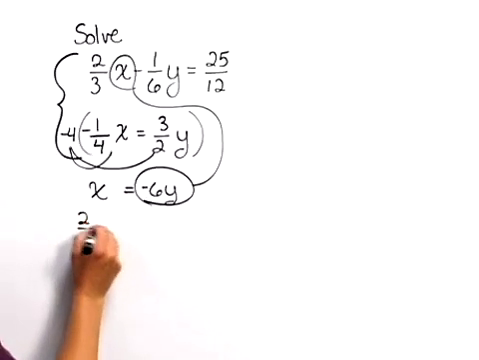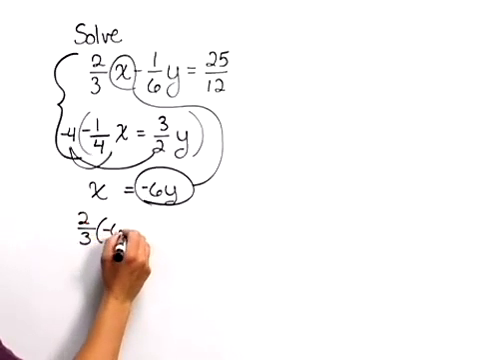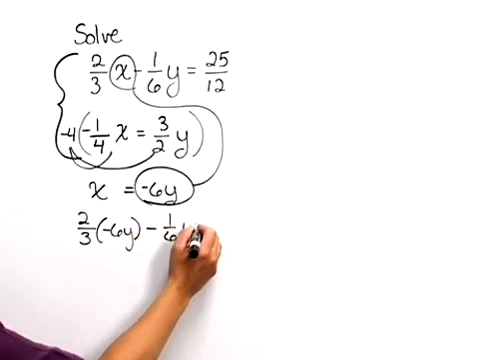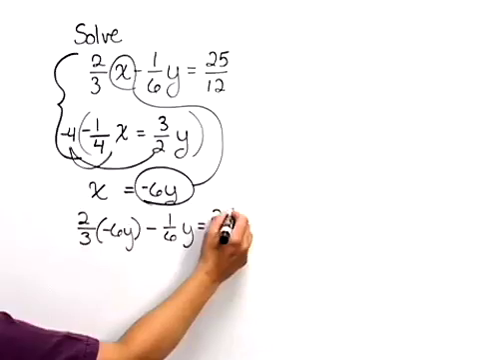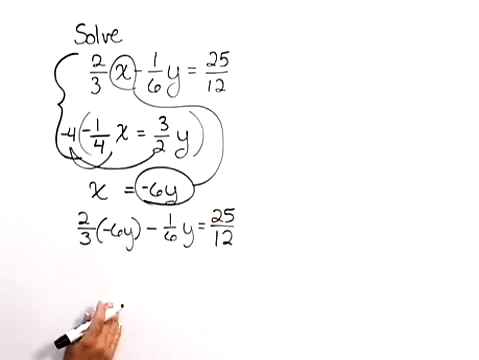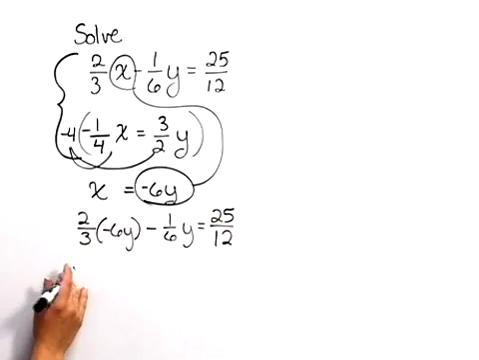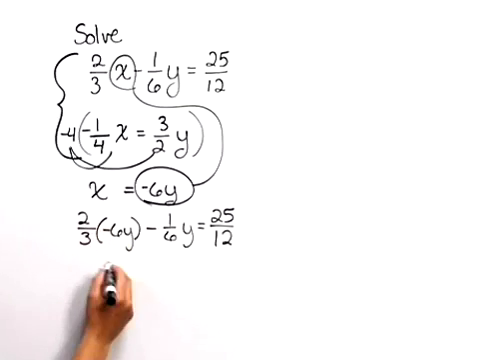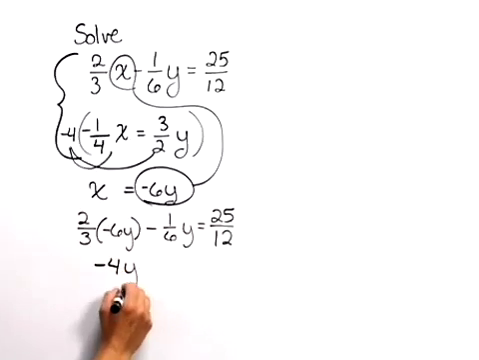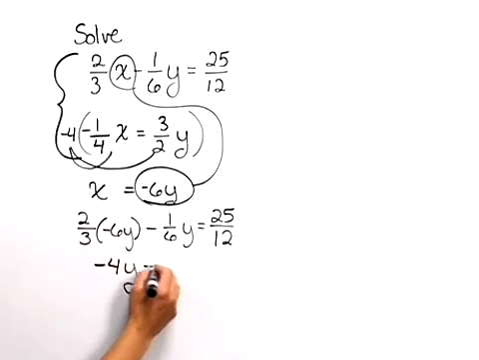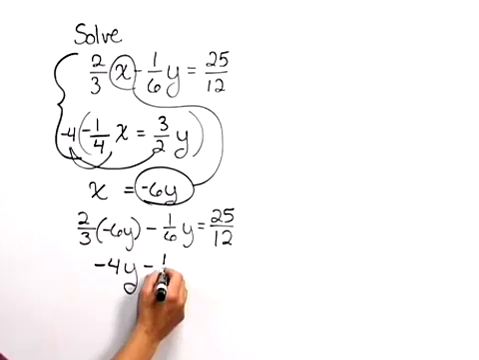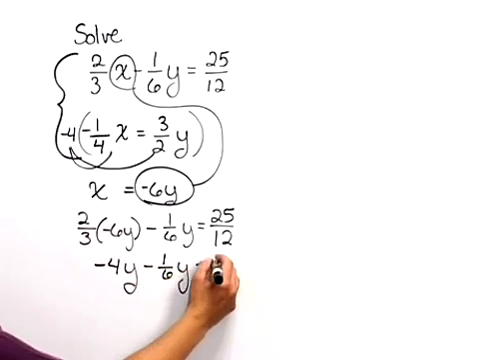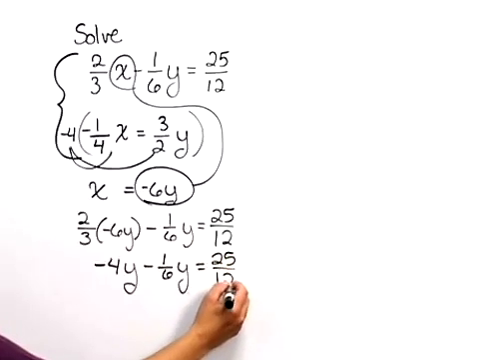That gives us 2/3 times -6y minus 1/6y equals 25/12. Here, if we simplify, we find that 2/3 times -6 is -4y. You can do that multiplication off to the side if you need to. And from that, we subtract 1/6y, which equals 25/12.